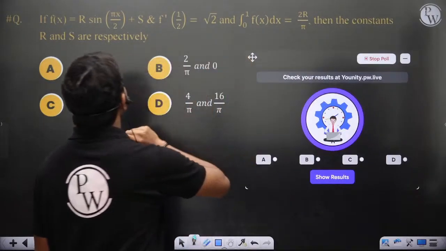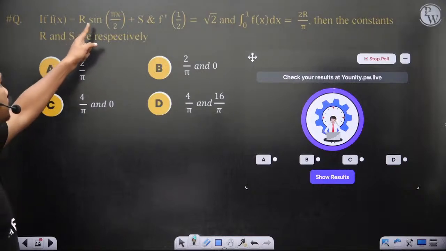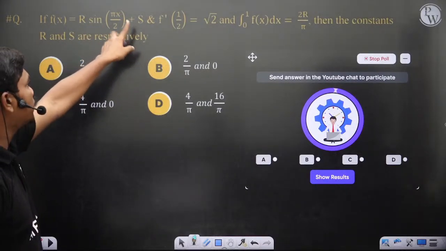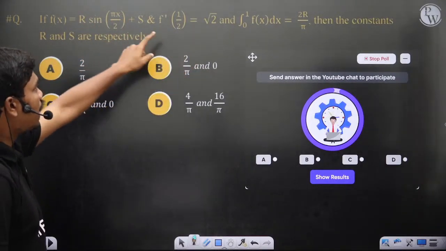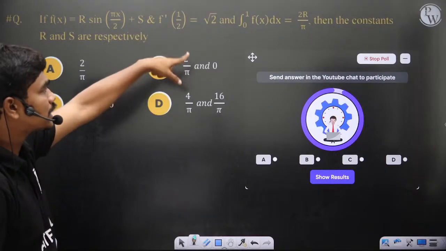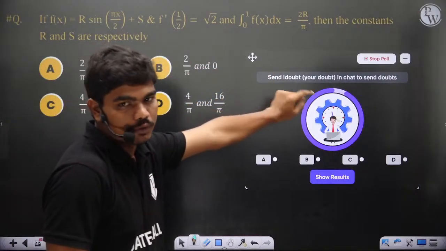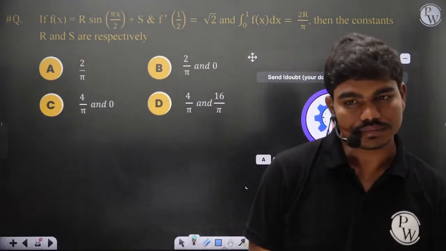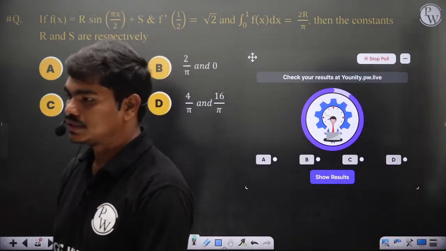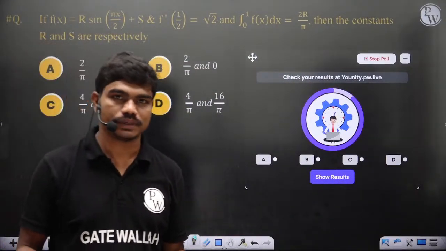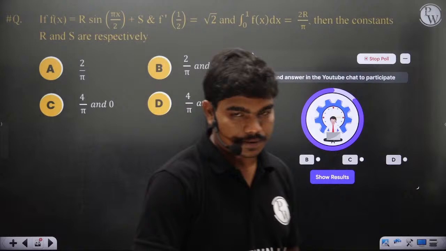Go. f of x is this function, r times sin pi x by 2 plus s, where capital R and capital S are constants. And f dash of 1 by 2 is equal to root 2. Integral 0 to 1 f of x dx is 2r by pi. So you have to calculate this. Come on, do it. Calculate the values of r and s. Normally these things can be done without using any properties in general. So please do this.